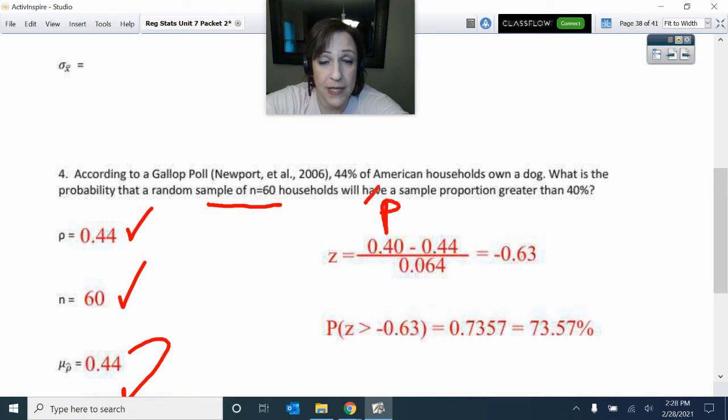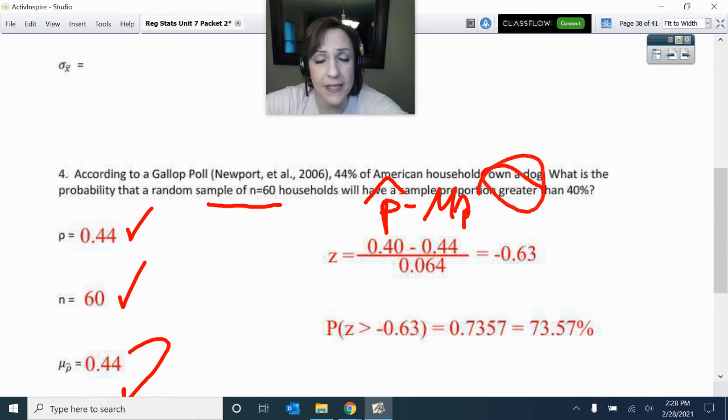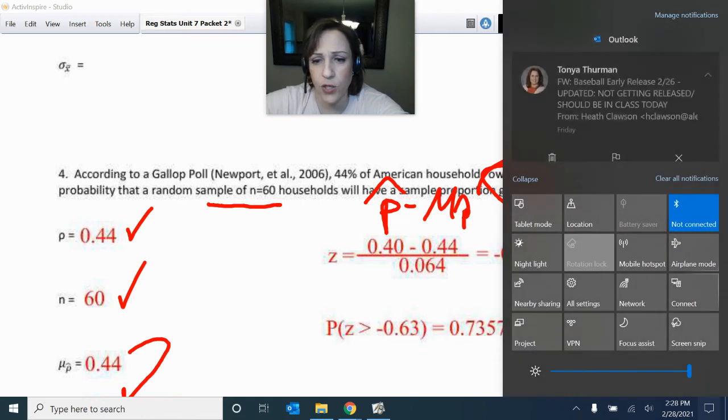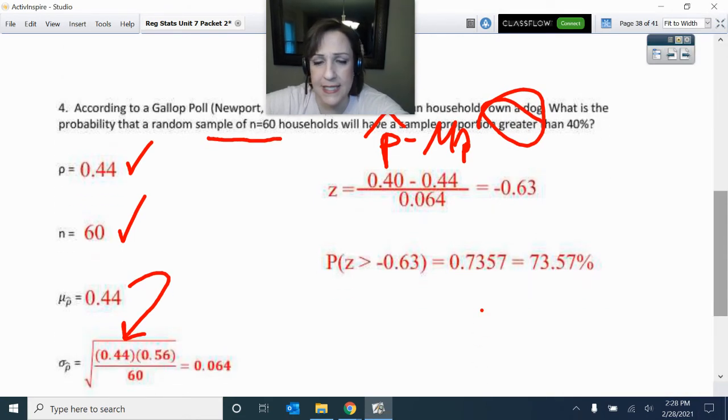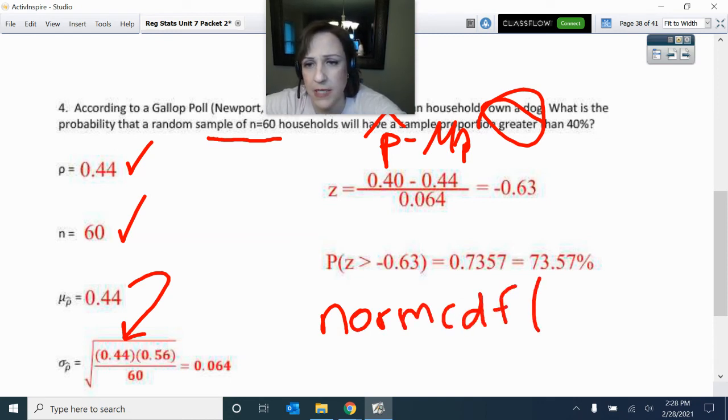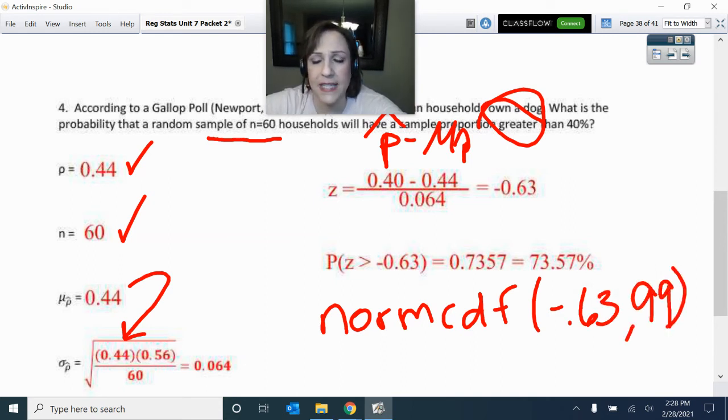So here we have our p-hat minus the mean of the p-hats over our standard deviation of the p-hats, and we want to go greater than that. So that's when we're going to norm CDF from the negative 0.63 up to 99.